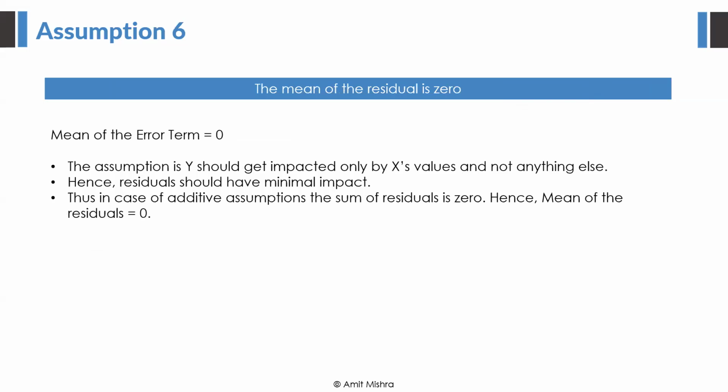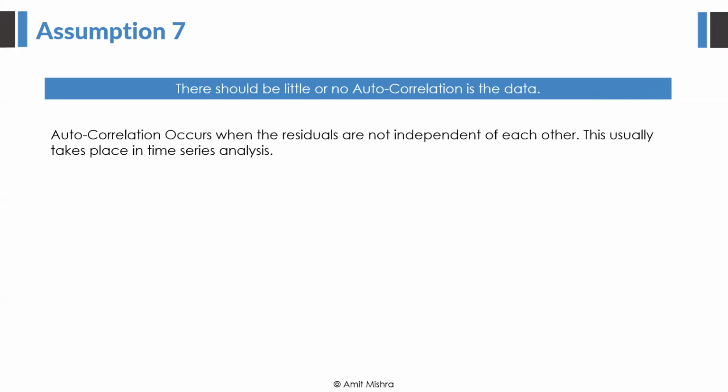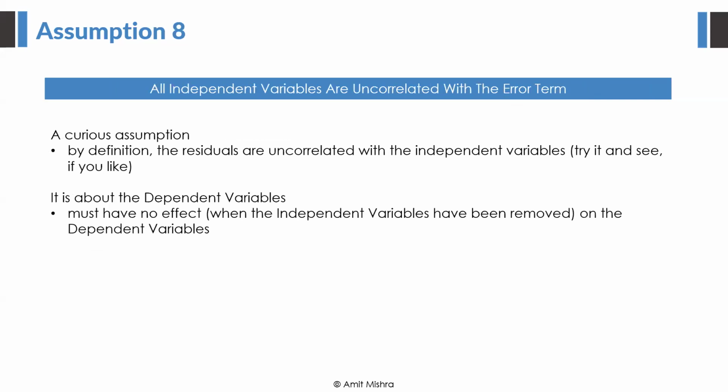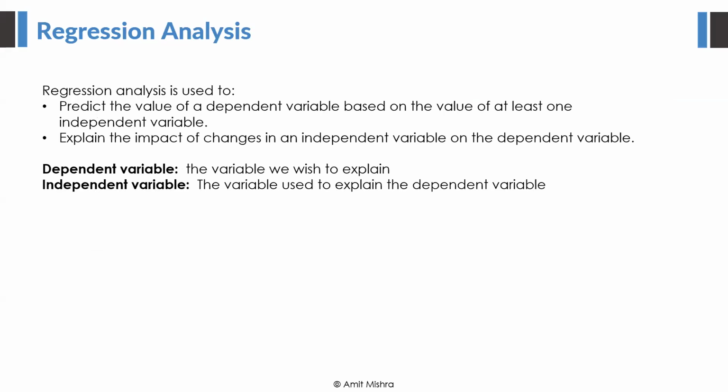There are other assumptions as well, but they are not that important. Like we expect that the residual mean will be 0. There should be little or no autocorrelation, and all independent variables are uncorrelated with the error term. This is all we need to expect. Okay, so that was an important thing. Now let's go ahead with the regression discussion.